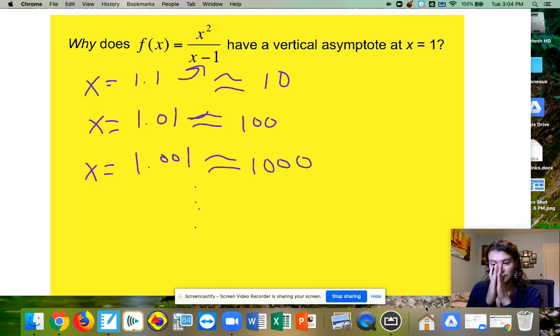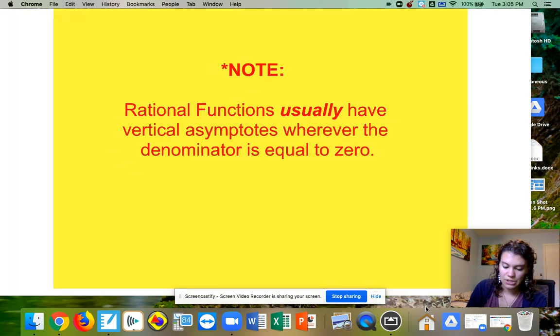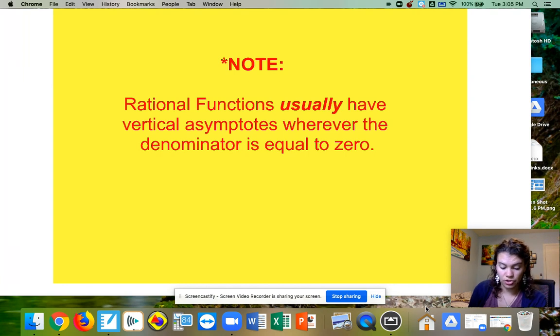So as we get closer to 1, we're going way up in our values. So we have a vertical asymptote. The note here: rational functions usually have a vertical asymptote whenever the denominator is 0.